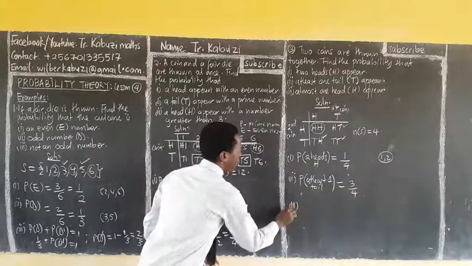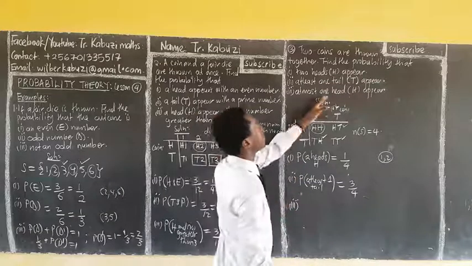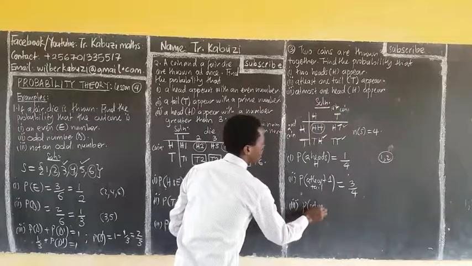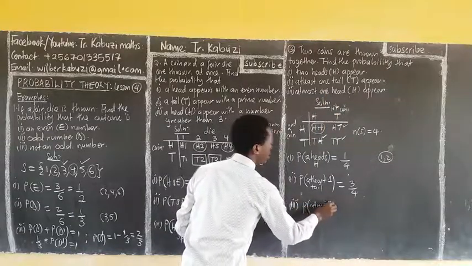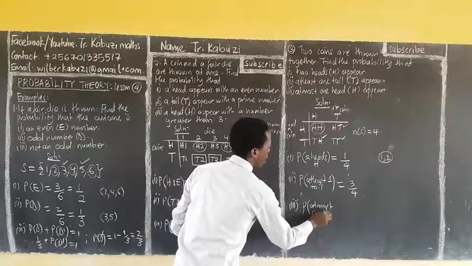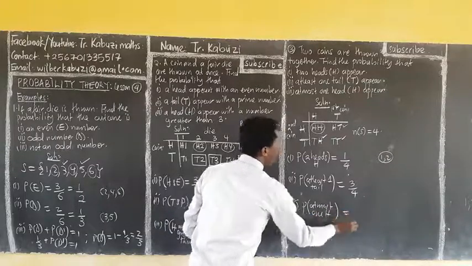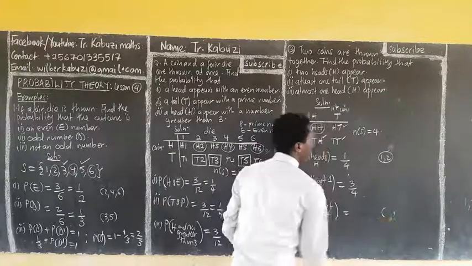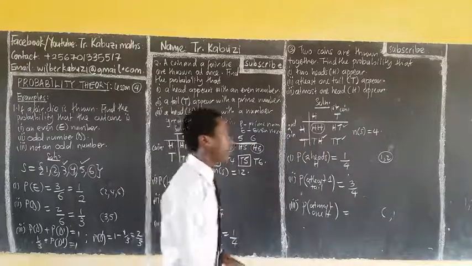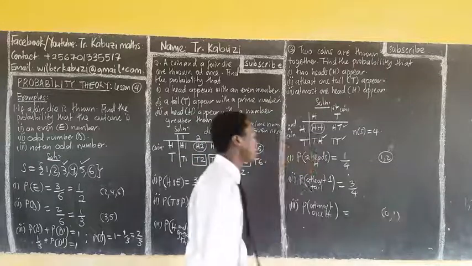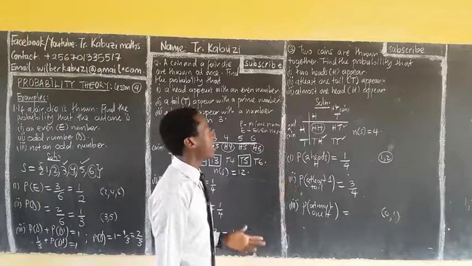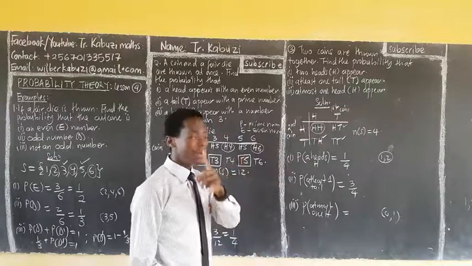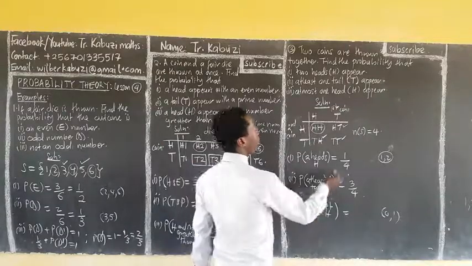Roman numeral 3, they are telling us that at most one head. Okay, at most means one is the greatest you can have. Also 0. At most one. So here we have one head at least. At most one. So the greatest you can have is 1. So we have this.